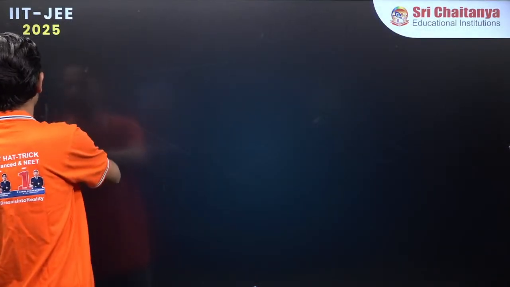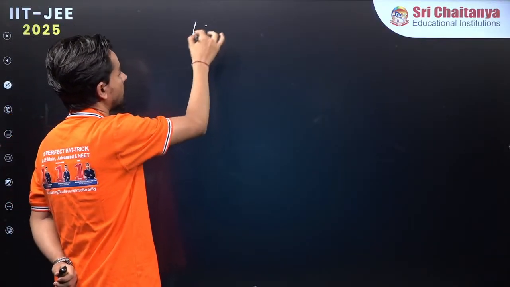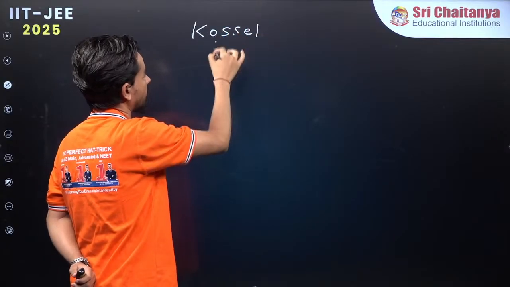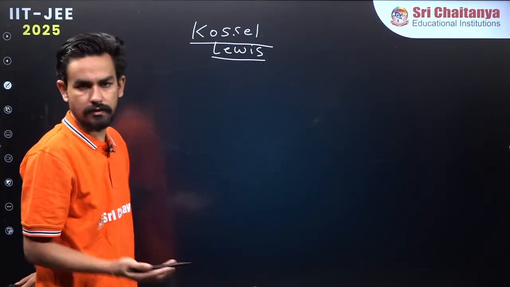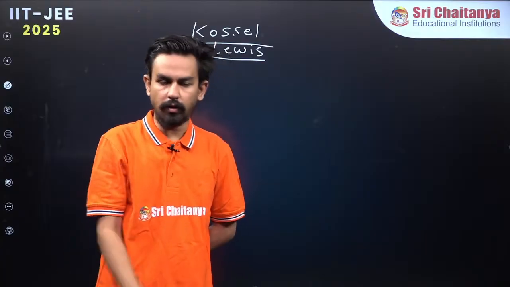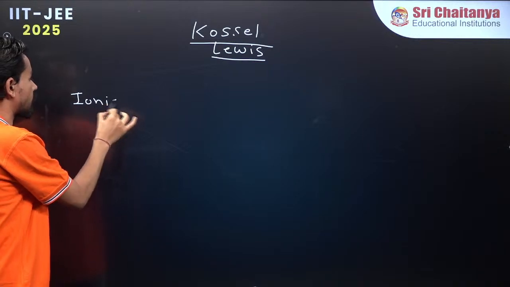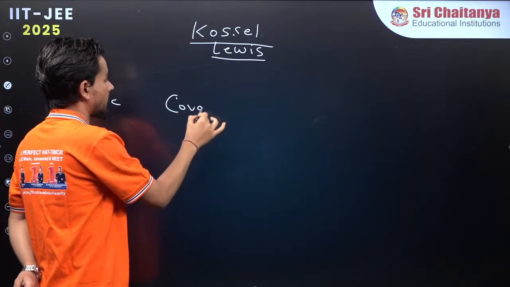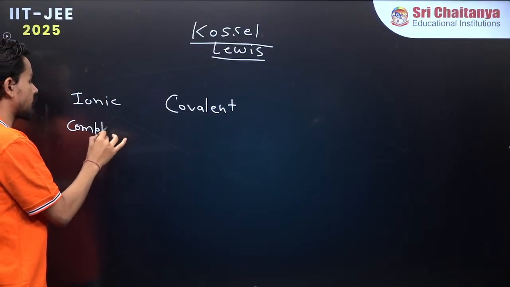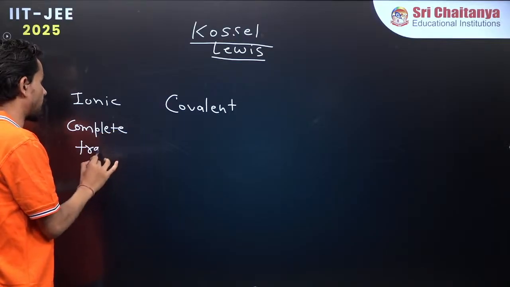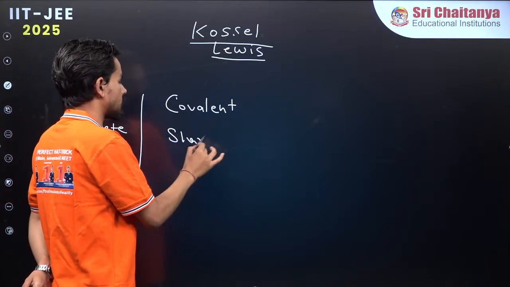So yesterday, in the last class, we were learning about the Coulson-Lewis approach for bonding, and we have seen how different bonds are formed. We have learned that there are 2-3 types of bond. One of them is known as ionic bond, and one is known as covalent bond. The ionic bond is formed by complete transfer of electrons, and the covalent bond is formed by sharing of electrons.